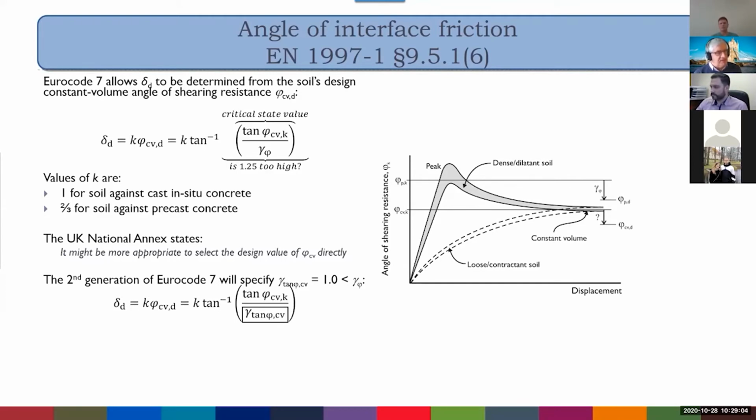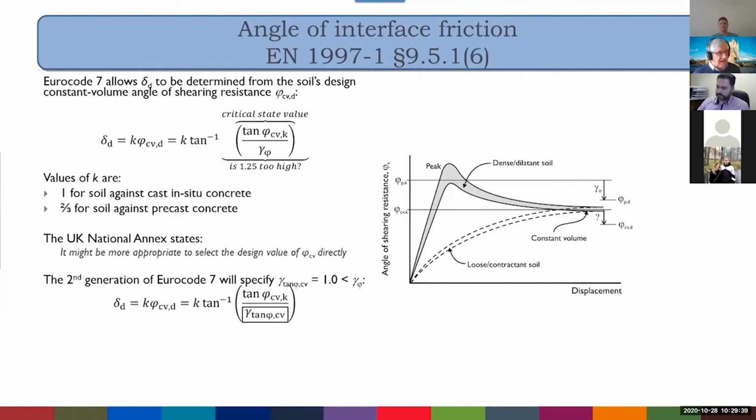On the other hand, some soils are loose and contractant. So a loose sand or an under-consolidated or low-consolidated clay. In that case, as you shear it, the soil, which is the dashed line on the diagram, you never see a peak value. The shearing resistance just increases, and at large strain, it eventually reaches the same phi CV value. So this phi CV is quite a fundamental property of soils, and that's why it's part of the critical state value.